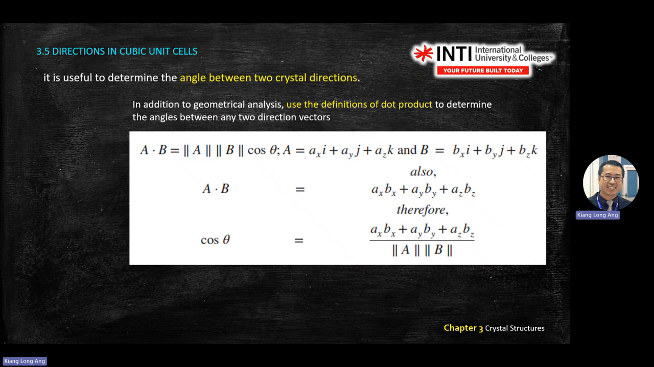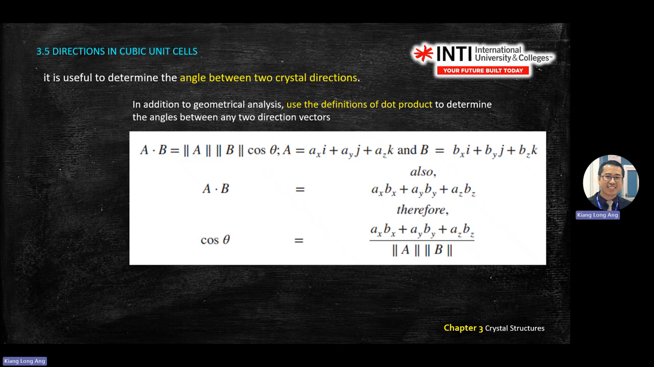So let's say you have two directions, and it's a dot product for vectors. This one I extracted from a mathematics textbook on vectors. If you have the dot product, vector A dot B, you have the magnitude, absolute value of A, absolute value of B, cos theta. Then A is equal to AXi plus AYj plus AZk. This is in XYZ direction. Same with B. B also has XYZ direction, right? So i means X direction, j means Y direction, k means Z direction.